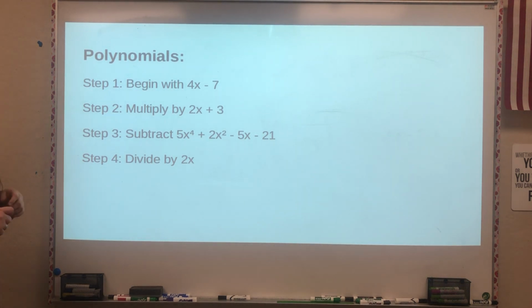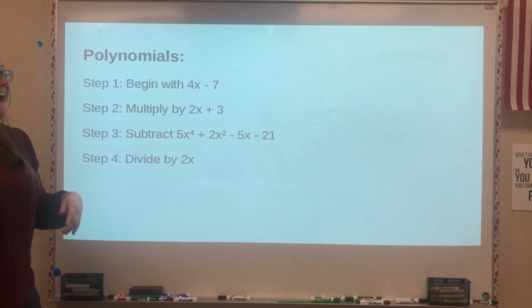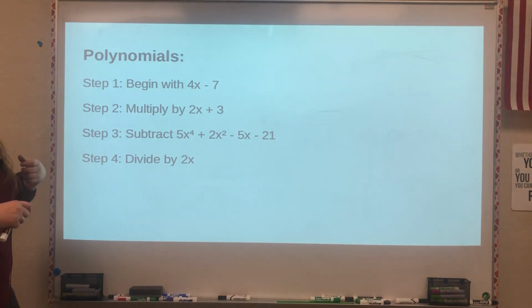Go ahead and try this yourself first. Go through all 4 steps, and then we'll look at it together. I think you are a polynomial pro if you're able to go through all of this and get the correct answer. Go ahead and try it now.